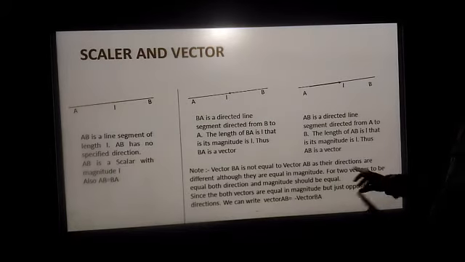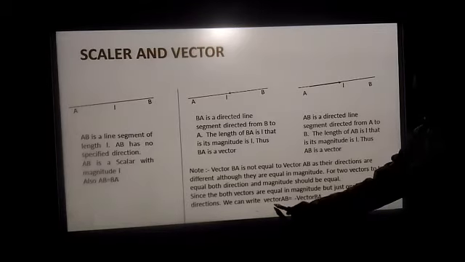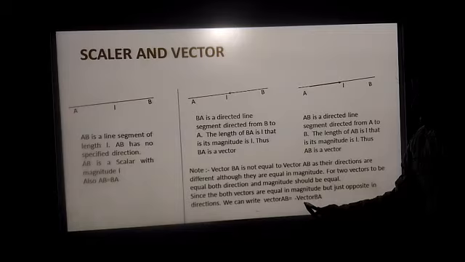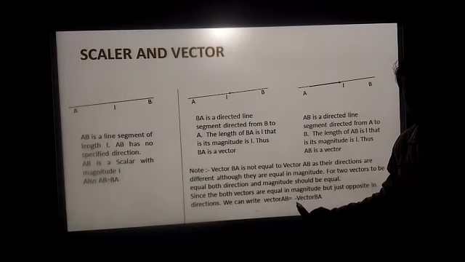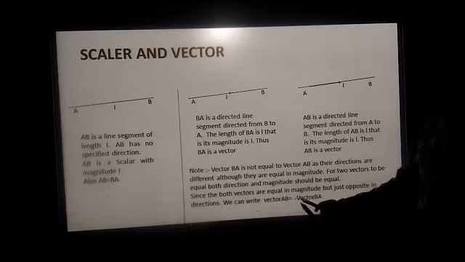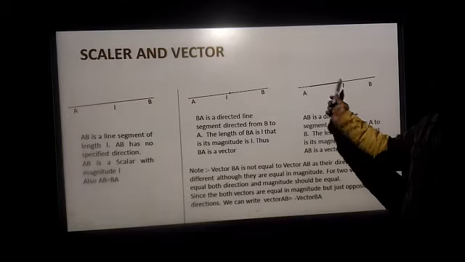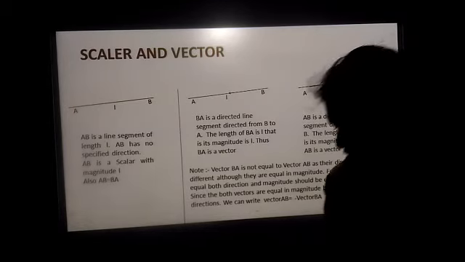So for two vectors to be equal, both direction and magnitude should be equal. Since both the vectors are equal in magnitude but just opposite in direction, we can write vector AB will be equal to negative of vector BA. This negative sign, here I have written the negative sign, shows that they have opposite direction to each other.